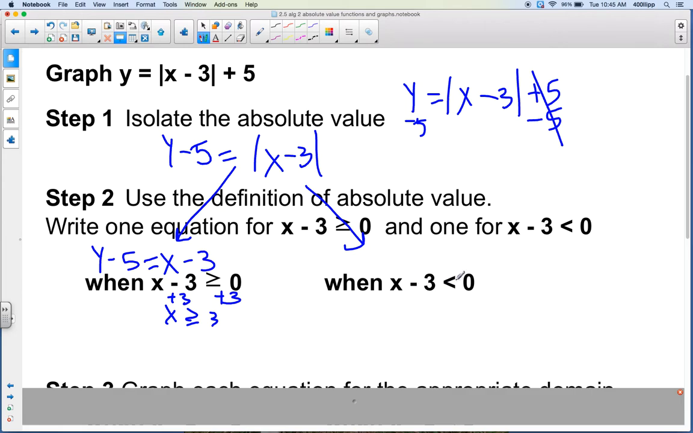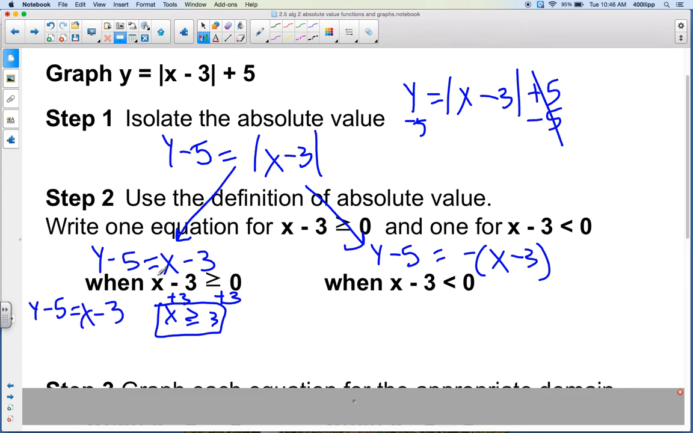And less than 0 means negative. So I'm actually going to take this and negate whatever is in the absolute value here. I'm only going to plug in values that are greater than or equal to 3 here, which I can actually take this equation and make it into a form that I know a little bit better, y equals mx plus b, which is going to make things easier to graph. So adding 5 here, I get y is equal to x plus 2. 5 minus 3 is 2.